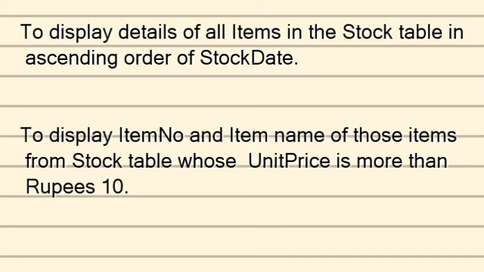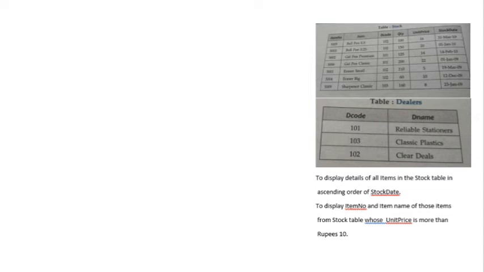Now whenever they are asking me to display all the variables in ascending order of the stock date, what do I exactly need to do in this type of question? I'm going to tell you each question one by one, and as you can see on the screen, the question is on the right hand side and I'm going to display the answer to you. The first thing they ask is to display the details of all the items in the stock table in ascending order of stock date.